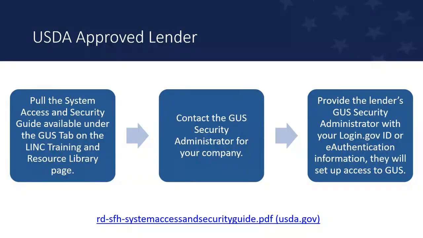So if you're a direct lender working for a USDA approved lender, once you've created your Login.gov or linked your current e-authentication ID in Login.gov, you'll reach out to your GUS security administrator and provide them with your Login.gov ID or your current e-authentication information, and they'll set you up in GUS. And again, a link to the System Access and Security Guide is on this slide, and there are step-by-step instructions on pages 7 through 13 for this.